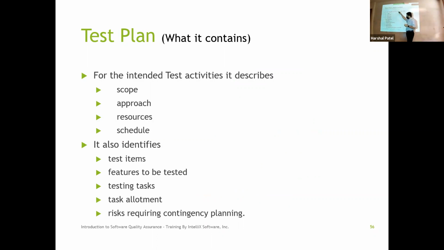Then you have to go into detail in terms of what level of features I'm going to test, what all things I need to test, what task I'm going to do, and how I'm going to allocate the task. The more important thing is the risk and contingency plan.